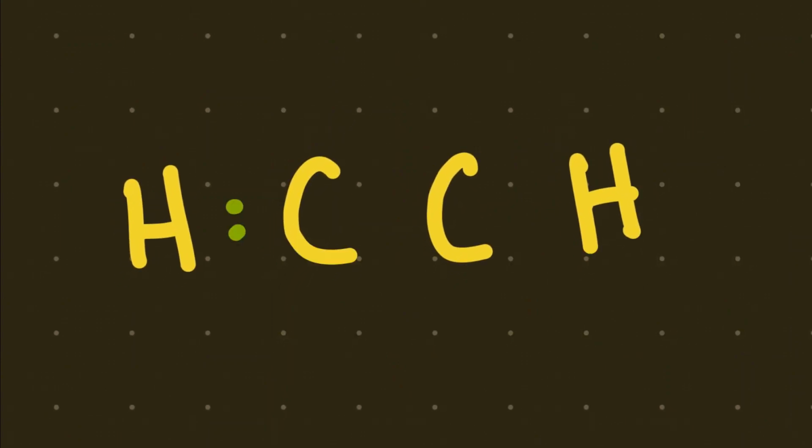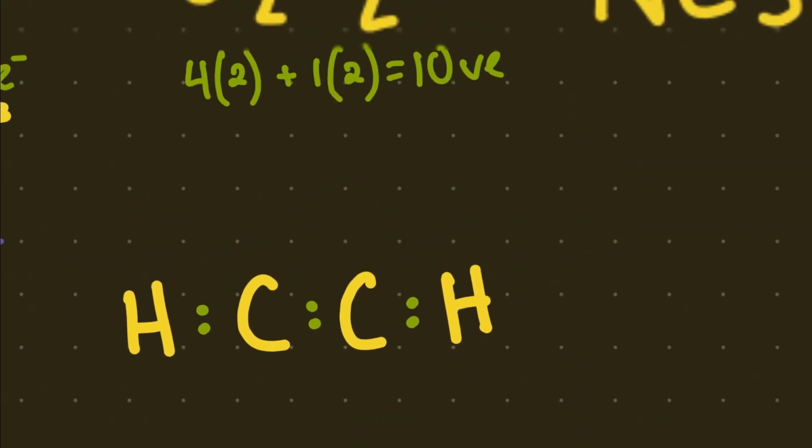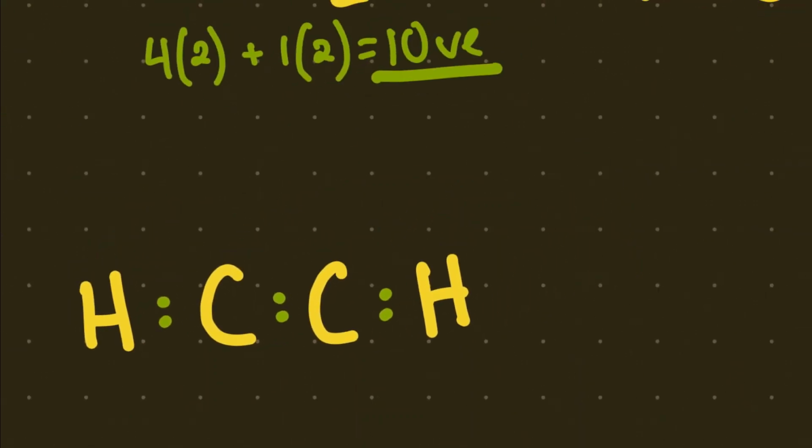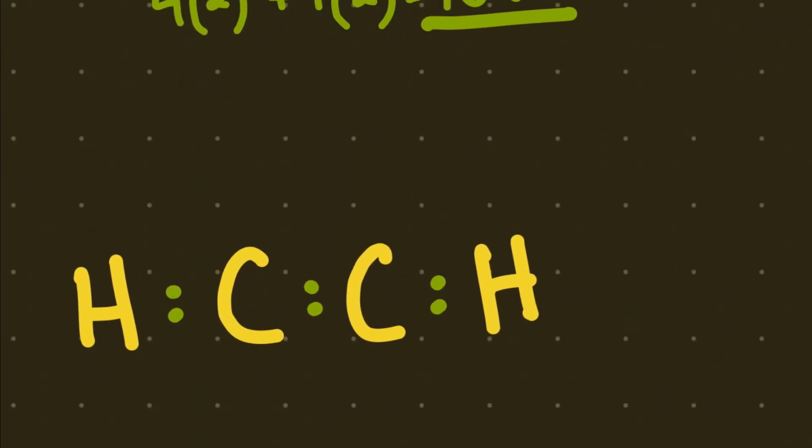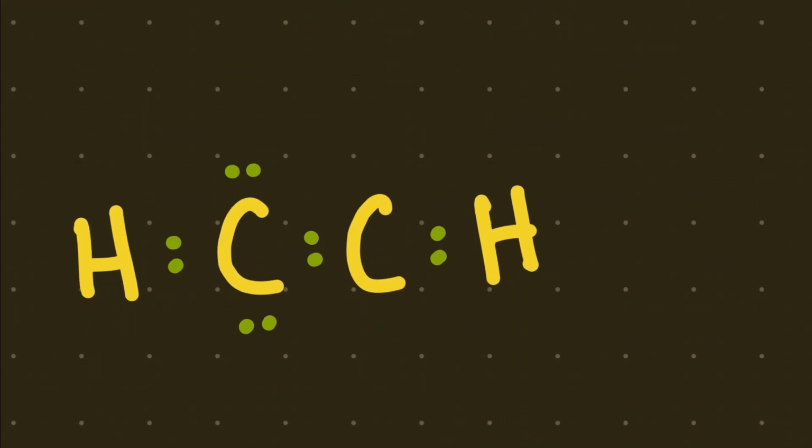Anyway, let's put in our bonding pairs. 2, 4, 6. I have 4 left, which is not that many at all. Okay, and now I'm out. So I've spent 2, 4, 6, 8, 10 of my 10. This carbon got his octet. He's chilling. This hydrogen has his 2. He's chilling. This guy's chilling. But this carbon is sad. He's only got 4. So let's take those away and make our carbon share them. Now he has his 8.